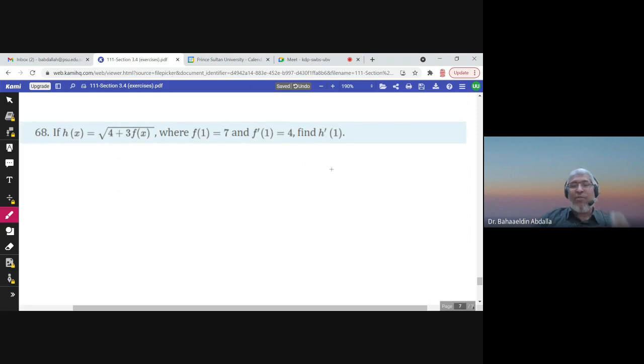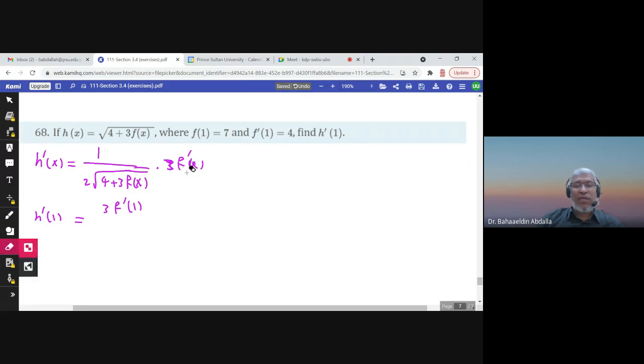I need h prime of 1. Well, let me find h prime of x. This is a square root, so it is 1 over 2 times square root 4 plus 3 f of x times the derivative of the inner function. Derivative of 4 is 0. 3 times f prime of x. So h prime of 1 would be 3 times f prime of 1. I replace x, this x, I replace it by 1.